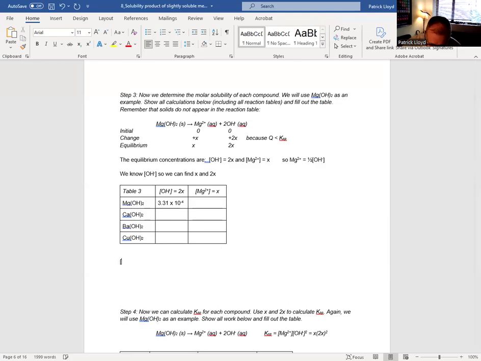Okay, so the concentration of magnesium is equal to 1/2 times the concentration of hydroxide, which is equal to 1/2 times 3.31 times 10 to the minus 4 molar. Okay, so let's put all these up in superscript just so we have them that way. Looks a little bit cleaner.